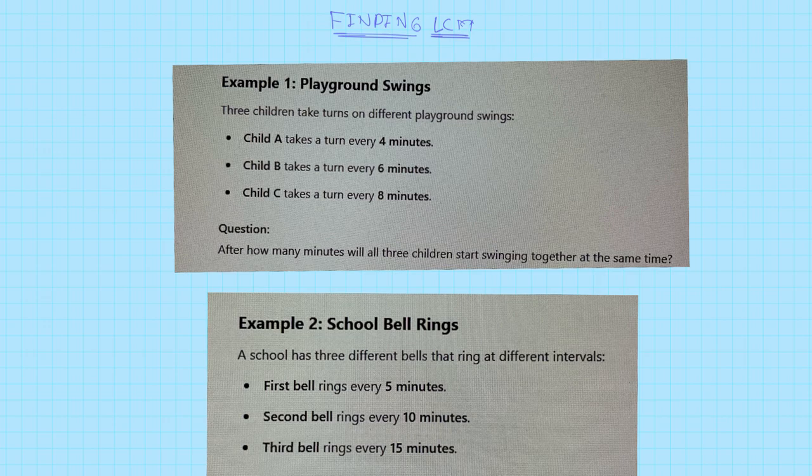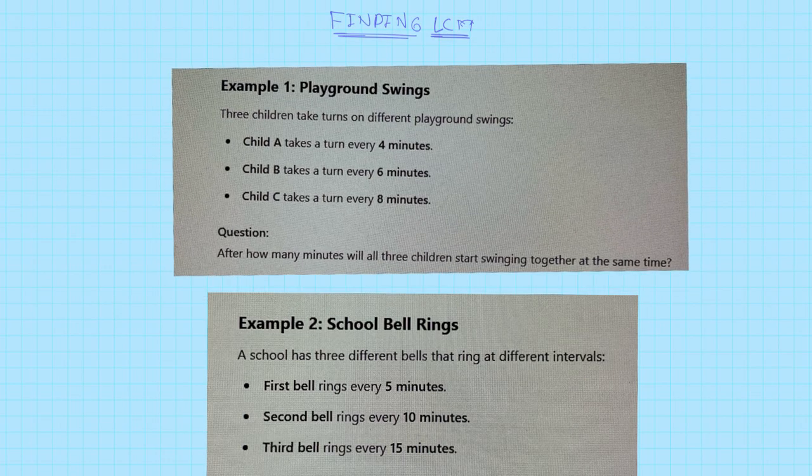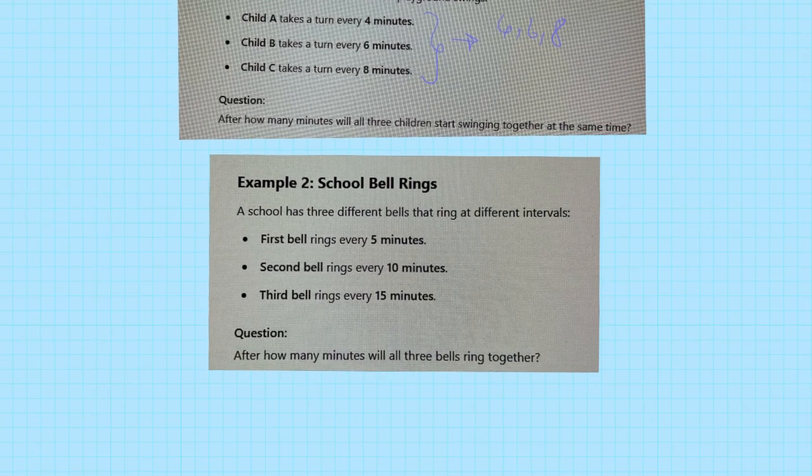Initially they will start at the same time, but afterwards they will not be at the same time because they have different intervals. But there will be one point when they will all be swinging at the same time again. That is the time we need to find, or indirectly we need to find the LCM, or least common multiple, of all these three, 4, 6, and 8.